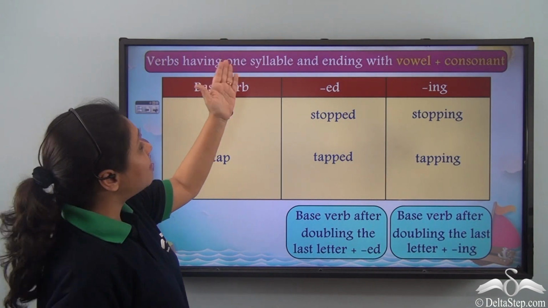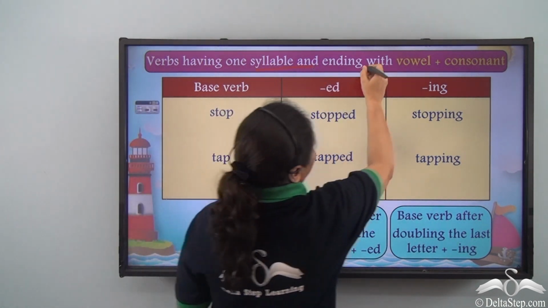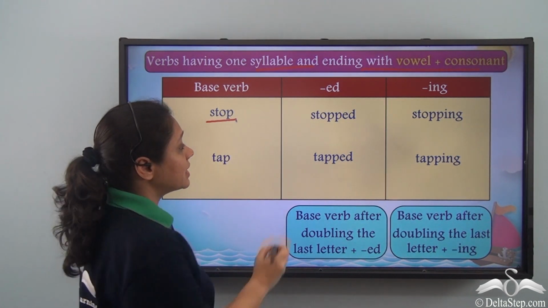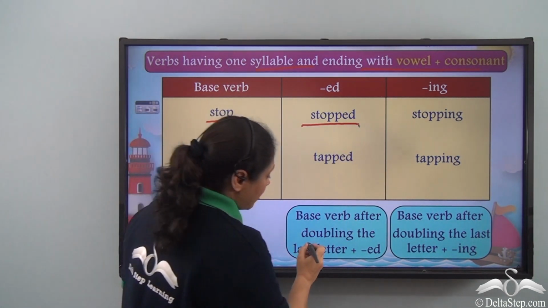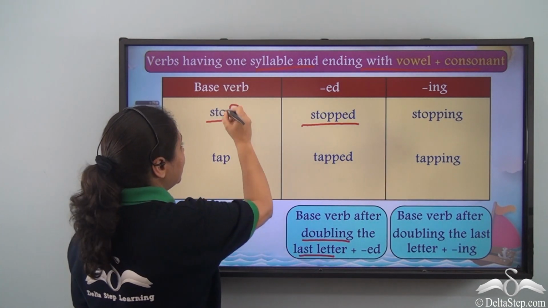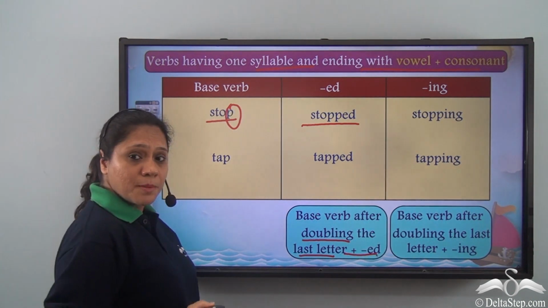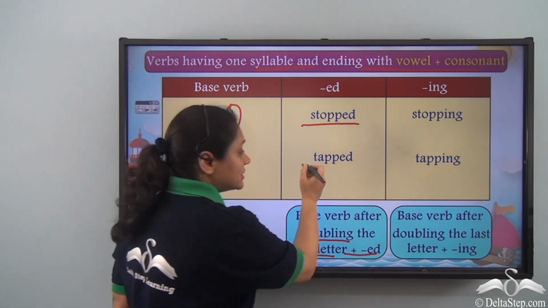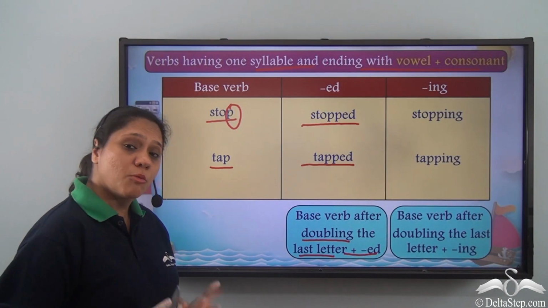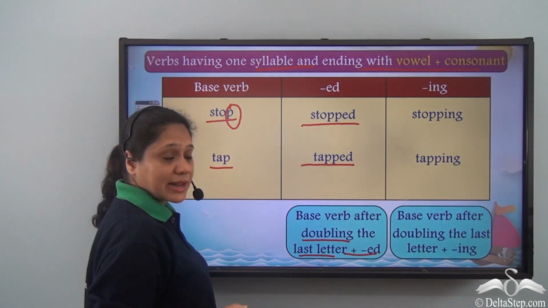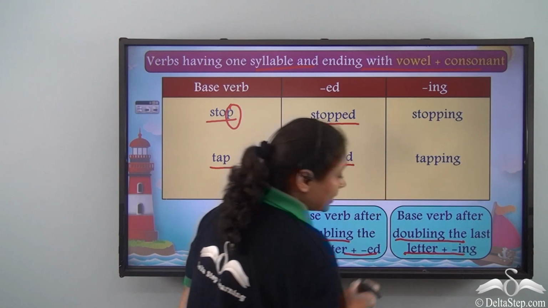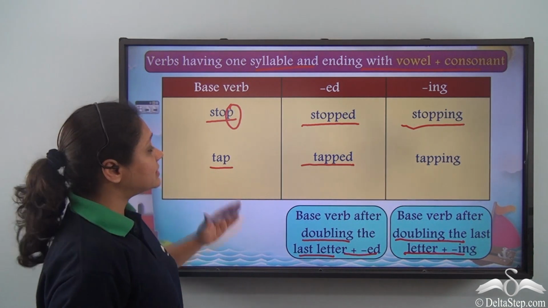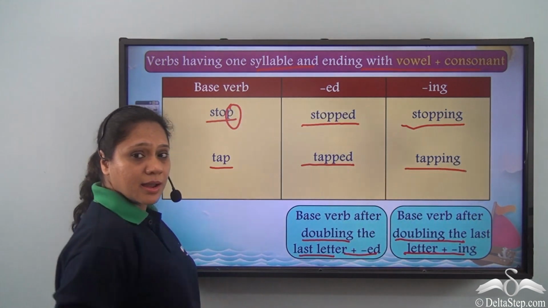Let us look at verbs having one syllable and ending with vowel and then a consonant. So verbs like stop becomes stopped. What have we done here? We have doubled the last letter p and then added ed to the base verb. So we get stop, stopped, tap, tapped. To form the ing form, what have we done? We have doubled the last letter of the base verb and then added the ing. So stop becomes stopping in the ing form and tap becomes tapping in the ing form.